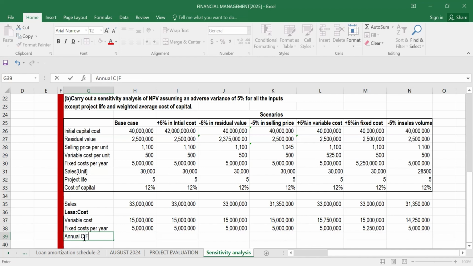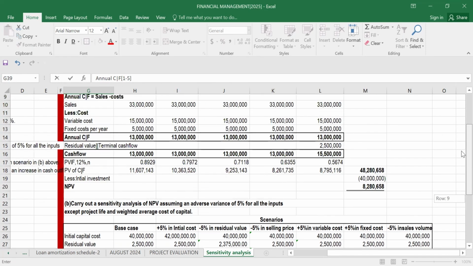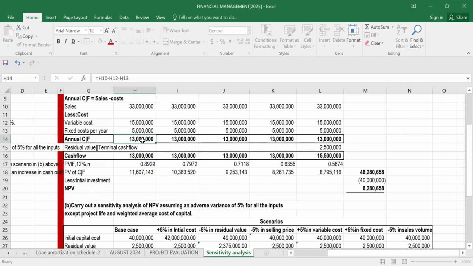In this case, when we talk about the annual cash flows, you need to note that here we're going to have the cash flow from year 1 up to year 5, and actually these cash flows will remain the same. For example, I hope you can remember at the best case scenario up here, you can see our annual cash flow from year 1 all the way up to year 5 was the same. This one will remain the same.